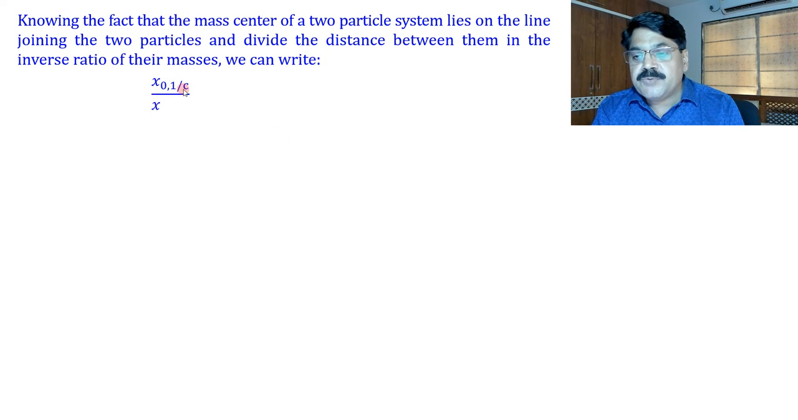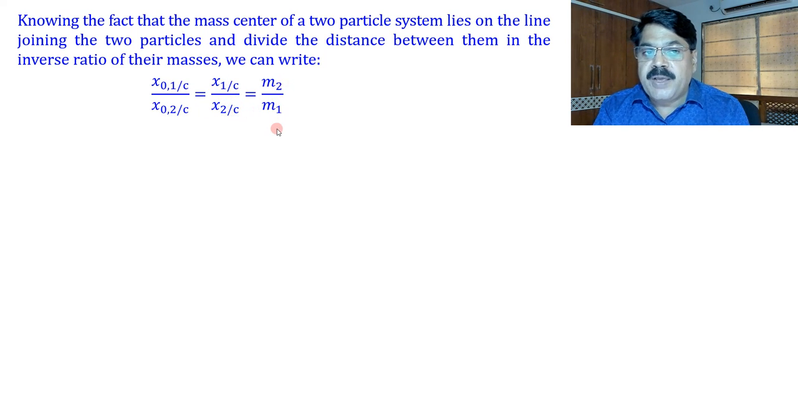Let us see here. x01 with respect to c upon x02 with respect to c will be x1 with respect to c upon x2 with respect to c, which is equal to m2 by m1, because for a two-particle system, the center of mass will always divide the separation between them in the reciprocal ratio of masses.